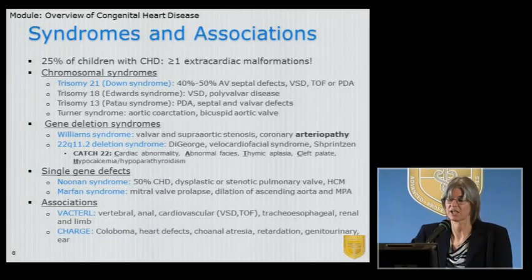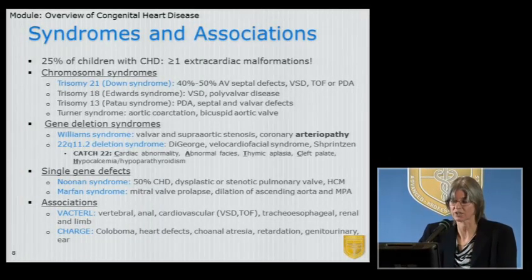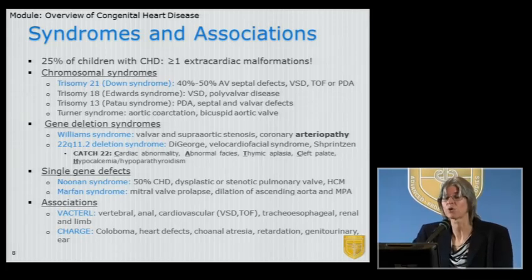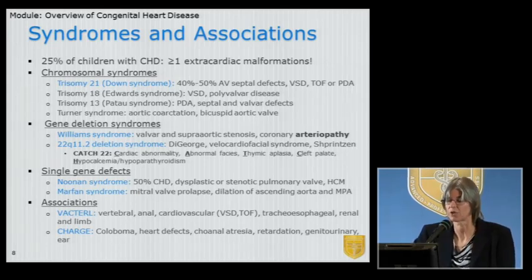25% of children with congenital heart disease have at least one, if not more, extra cardiac malformation. And this here is just a quick summary of the most important ones. So you have chromosomal syndromes. Trisomy 21 is the most important one, Down syndrome. 50% of the patients have canals, AV septal defects, VSDs, tetralogy, or a PDA.